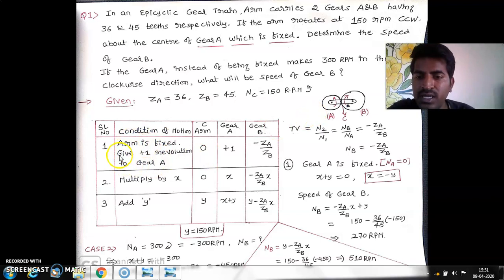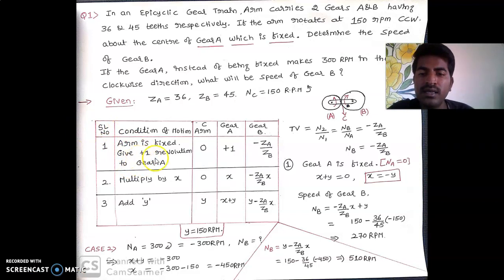Now, again, let us draw the table once again. Again, arm is fixed. Give one revolution to gear A. See, it does not mean that you always give one revolution to gear A. You can give it to any gear. But always try to give plus one revolution to the driver gear, the one which is driving. Then the problem becomes very simple. So here gear A is a driver, gear B is a driven, and this is the arm C.